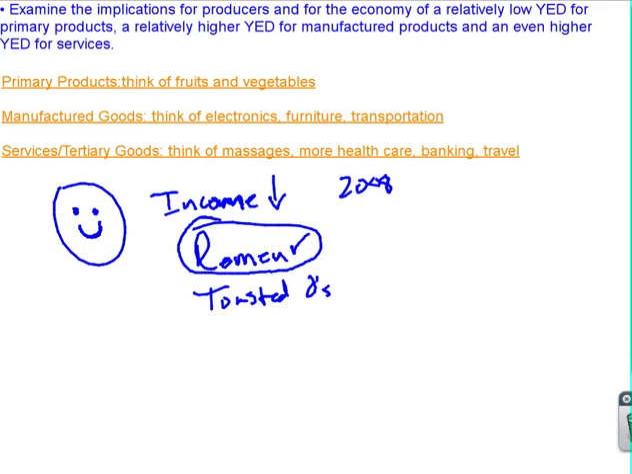Anyway, that's about it, and we'll leave it there, and we'll look at price elasticity of supply coming up.